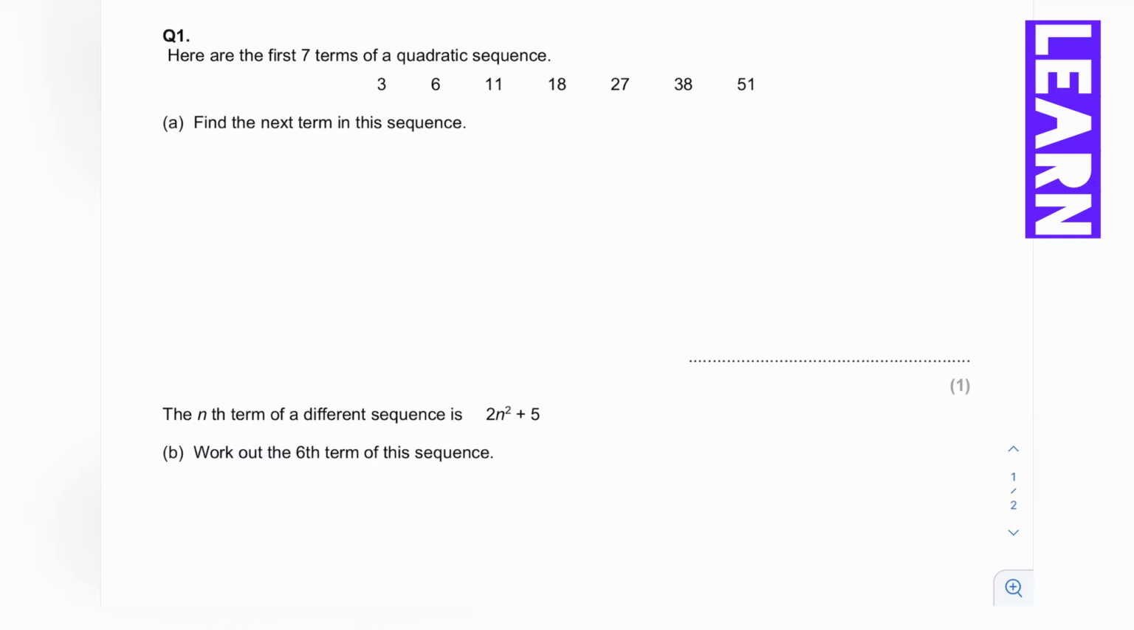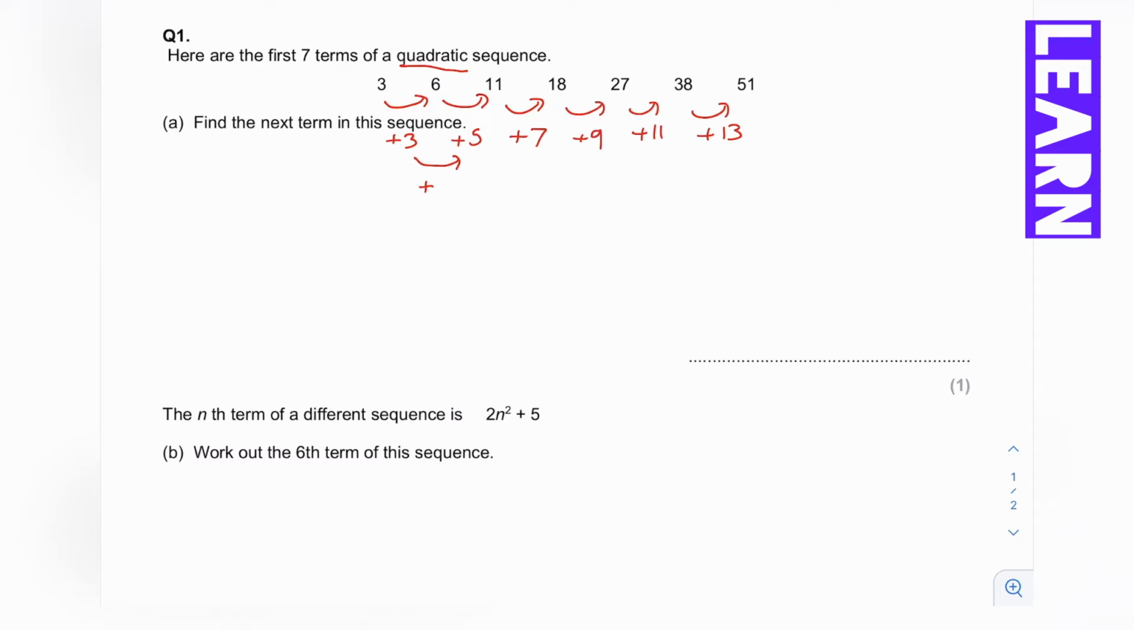So to begin with, we work out the first difference. This one we can see we've increased by 3, then we've increased by 5, then we've increased by 7, then we've increased by 9, and so on. In quadratic sequences, we always have to work out our second difference. So that's the difference of the differences.